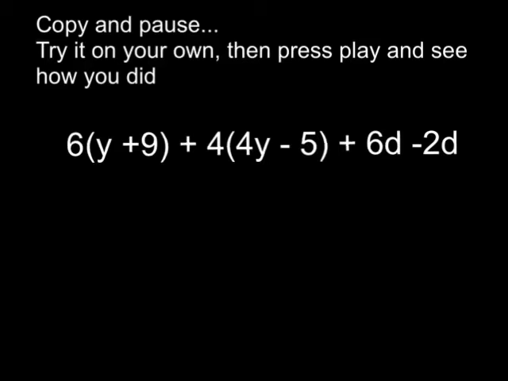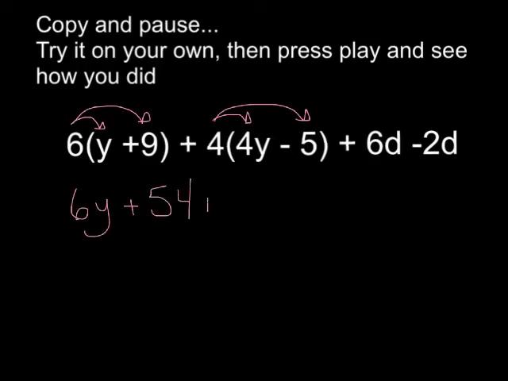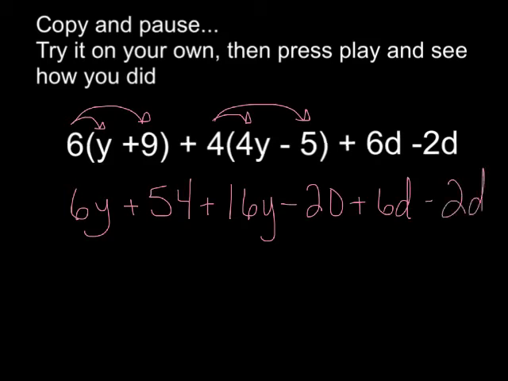Okay, welcome back. Hopefully you had enough time to get that problem done. We need to look and see that we have a distribution, another distribution, and then just a couple of extra terms hanging out. So if we go through, draw in our arrows, we end up with 6 times y is 6y, plus 6 times 9 is 54, plus 4 times 4y is 16y. 4 times minus 5 is going to be minus 20. And then just bring down 6d and bring down 2d.